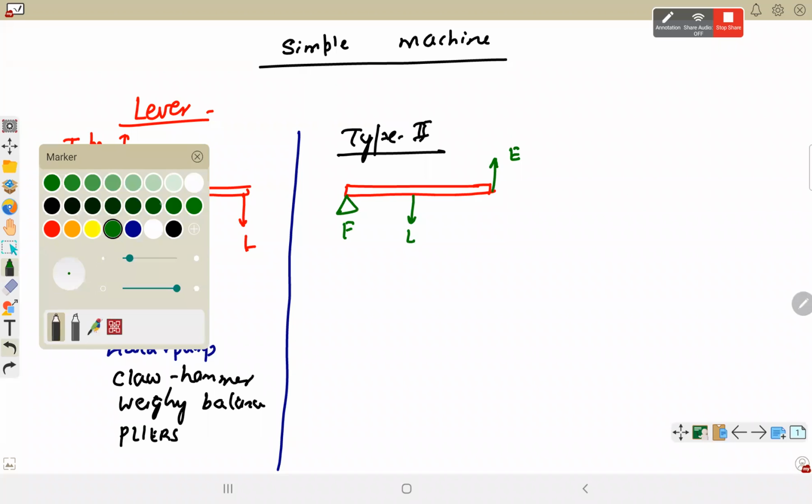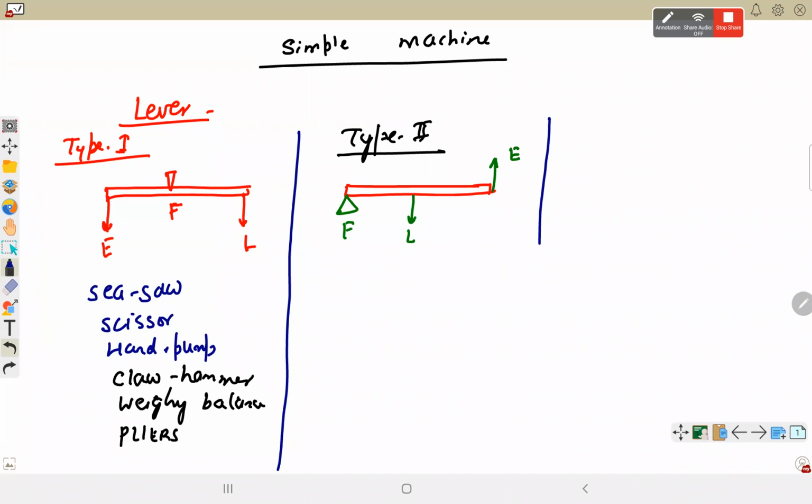Example of type 2 lever, Riddhi. Sir, a nutcracker. Okay, right. And a bottle opener. Nutcracker, bottle opener. But if you open a bottle with the spoon, then it will not be. Then it will be which class? Class 1 lever. Okay.